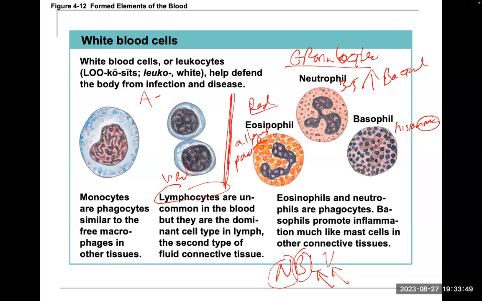Monocyte, pretty large cell. If you look at the nucleus, it's kind of kidney bean shaped. Monocytes become macrophages, and those are phagocytic. So monocytes are always in circulation, but when they find an issue deep in the tissues, the monocytes dive deep, they invade the tissue, they turn into macrophages, and they become phagocytic.